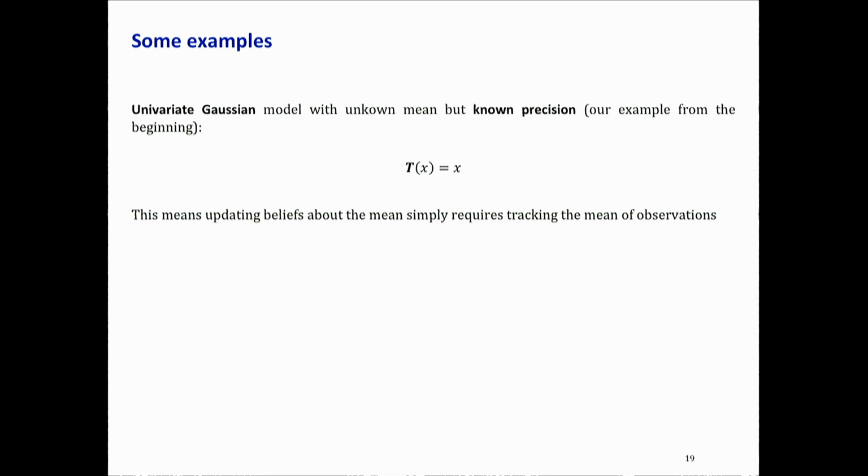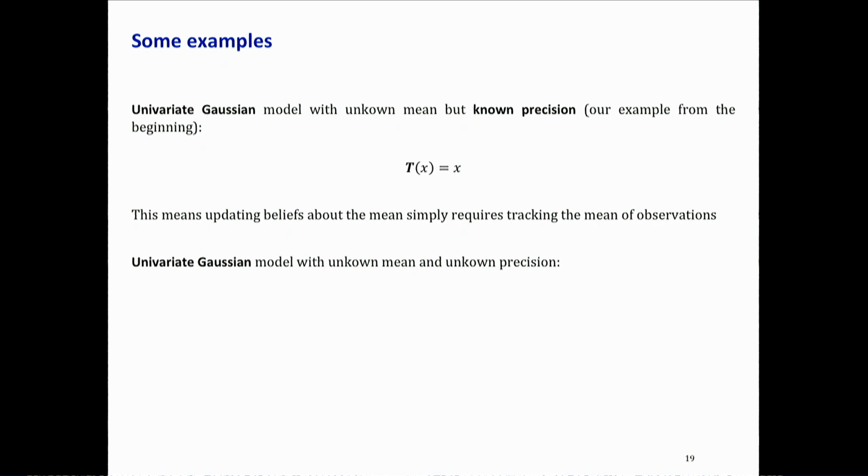The simplest example that we've been using, sufficient statistic for the univariate Gaussian model with unknown mean but known precision, so pi epsilon known. Our example from the beginning. The function t is identity. T of x is x. This means updating beliefs about the mean simply requires tracking the mean of observations. Very simple.